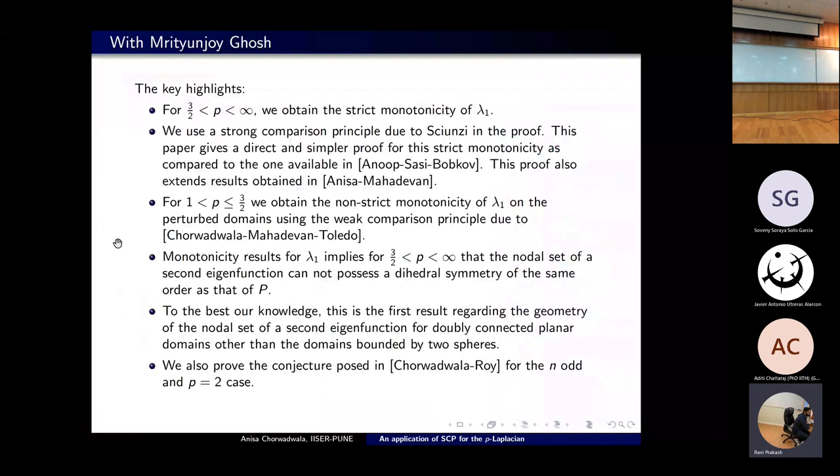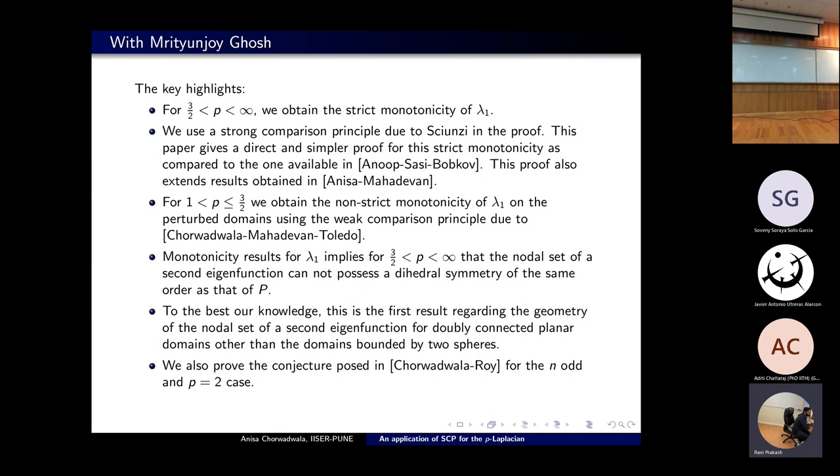To the best of our knowledge, this is the first result regarding the geometry of the nodal set of a second eigenfunction for doubly connected planar domains. For simply connected domains, there were multiple results in the past, other than the domains bounded by two spheres. The domains bounded by two spheres were already considered by Anup, and also independently by one of his collaborators. I don't remember the name now, but this was recently done.